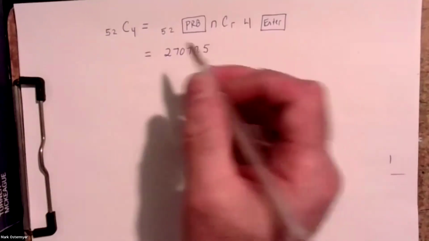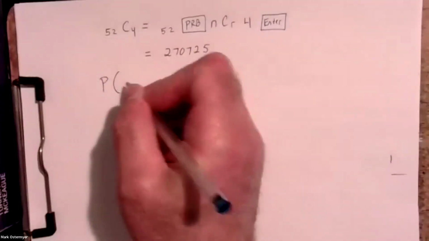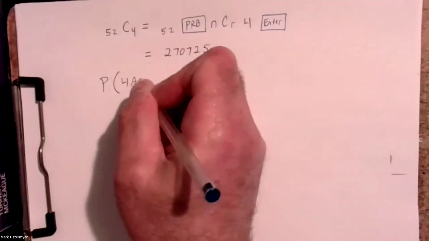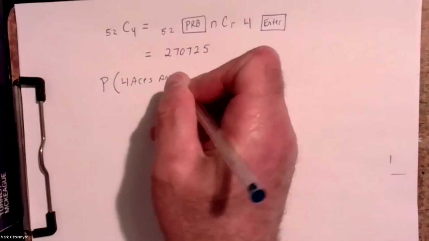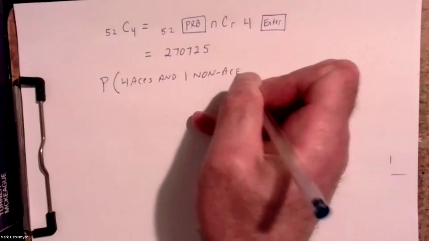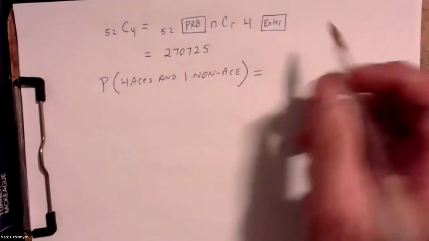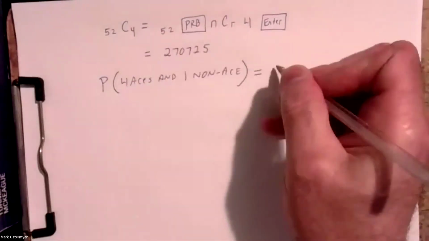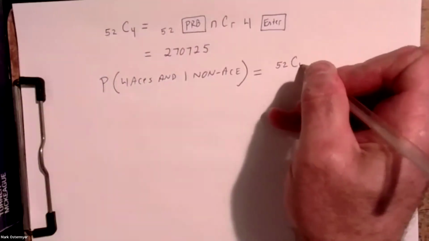So this is what it's coming down to, ladies and gentlemen. We are trying to compute the probability of selecting what? 4 aces and 1 non-ace card. How many ways can we select 4 aces where order doesn't matter? That's going to be 52 in combination with 4.